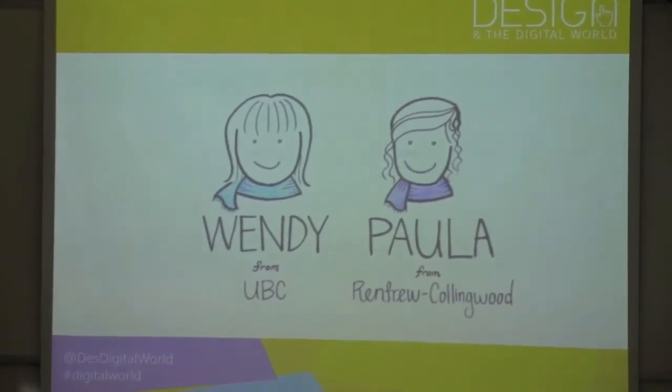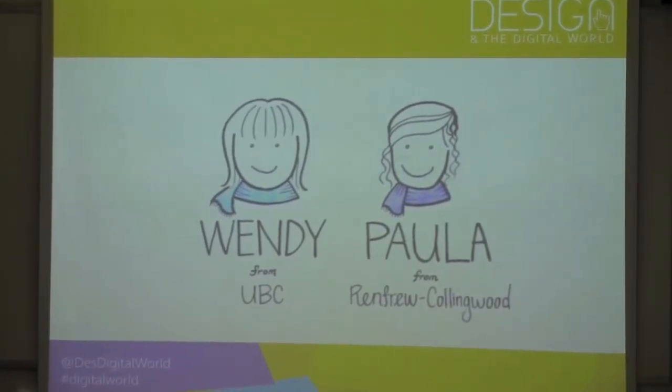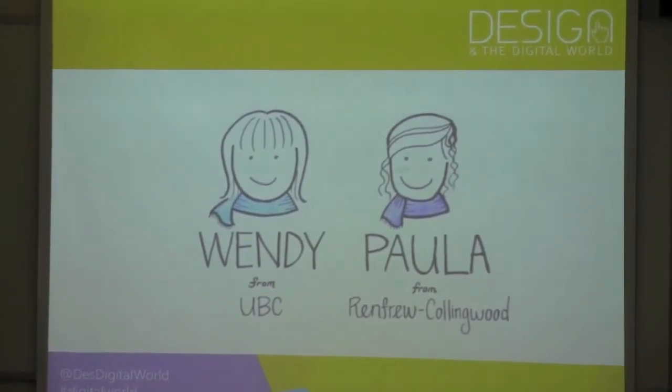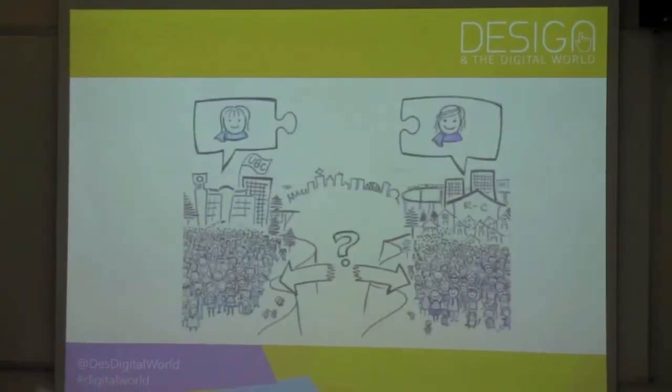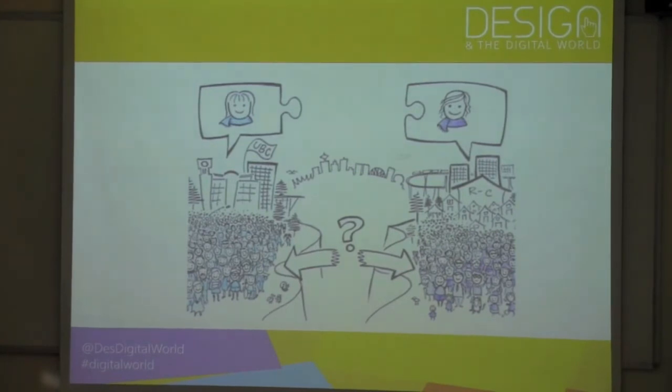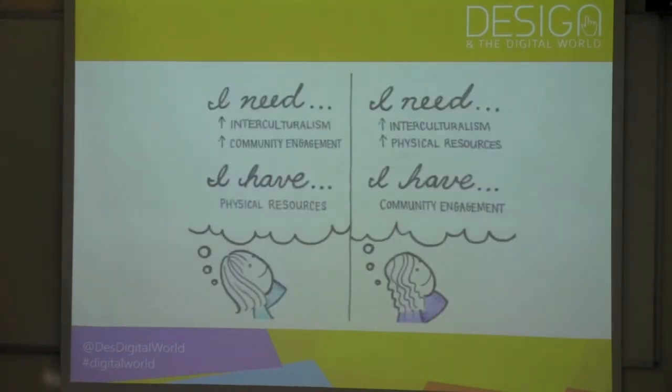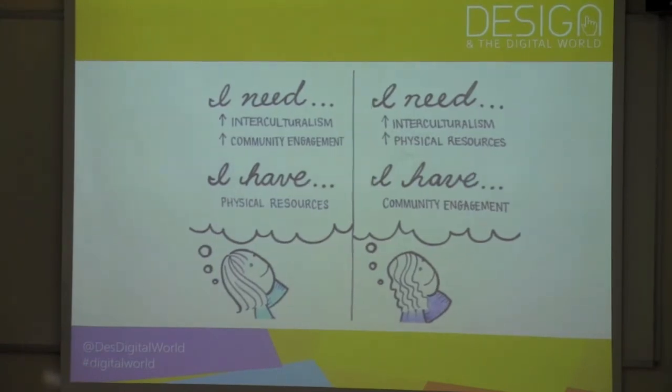There once were two women who were passionate about interculturalism. There was Wendy Frisbee, a human kinetics professor from UBC, and Paula Carr, an interculturalism specialist from the Renfrew-Collingwood neighborhood. Though Wendy and Paula were quite similar, they didn't know that each other existed. Wendy was in the westernmost part of Vancouver, while Paula was in the easternmost part of Vancouver. Would their paths ever cross? They needed each other, but they just didn't know it.